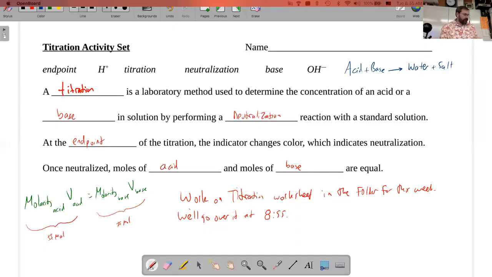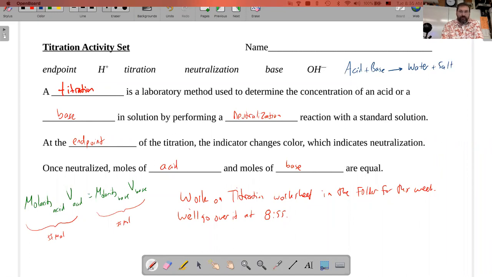Okay, we'll go over the problems in the titration activity. So the very top of it is a conceptual idea about what the titration procedure is. So the plan is that titration is a lab method where you take some kind of acid or base and you neutralize the acid or base in a neutralization reaction. So titration is a lab method used to determine the concentration of an acid or base in a solution by performing neutralization with a standard solution.